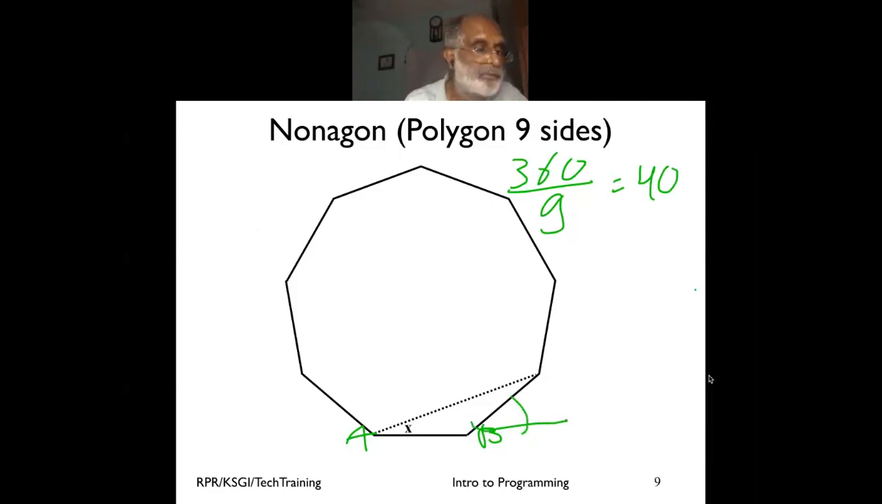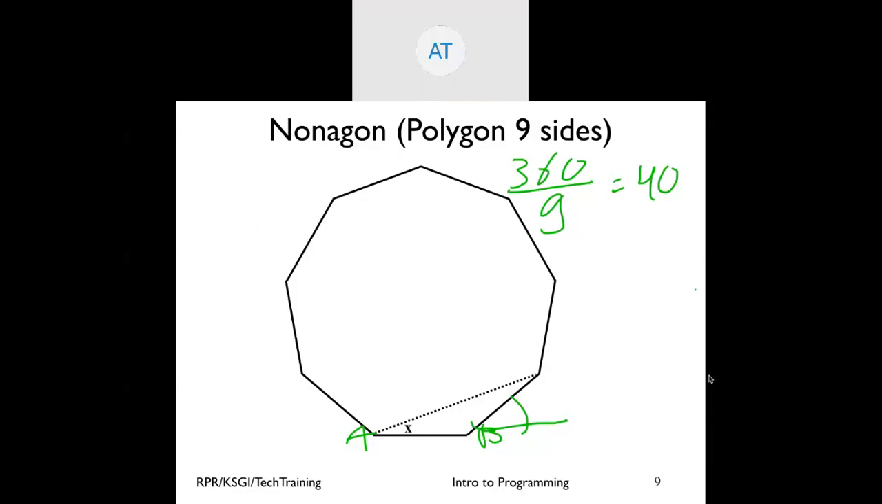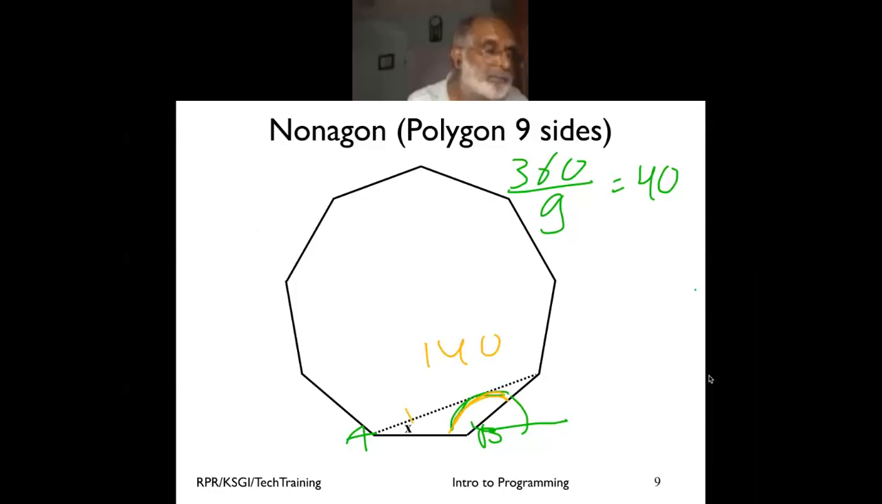So the other angle is 140. That means these angles X are going to be 20. Good. Because this X and this X are the same, it is an isosceles triangle.